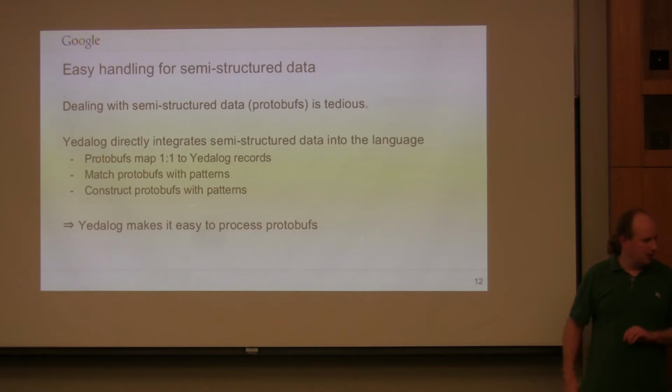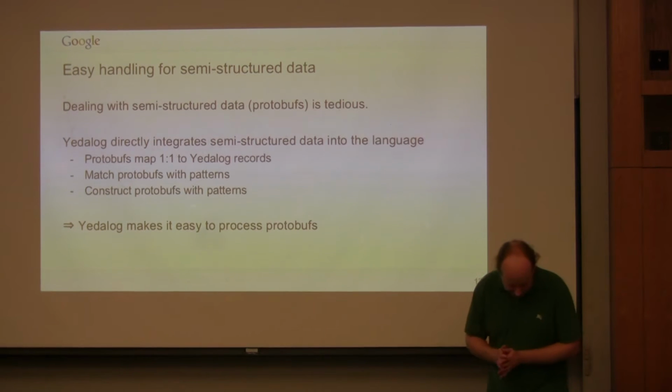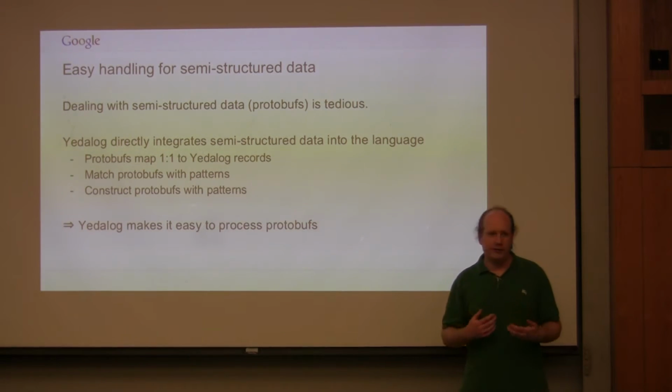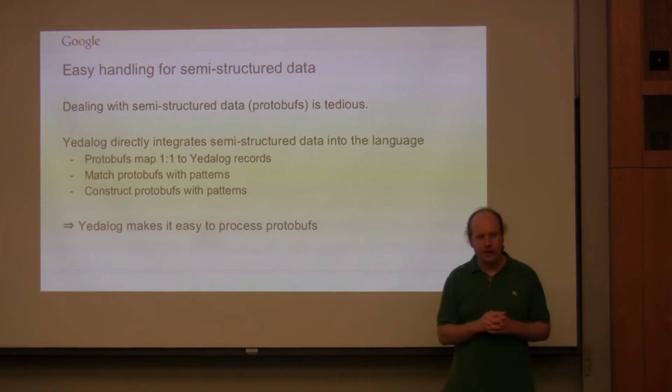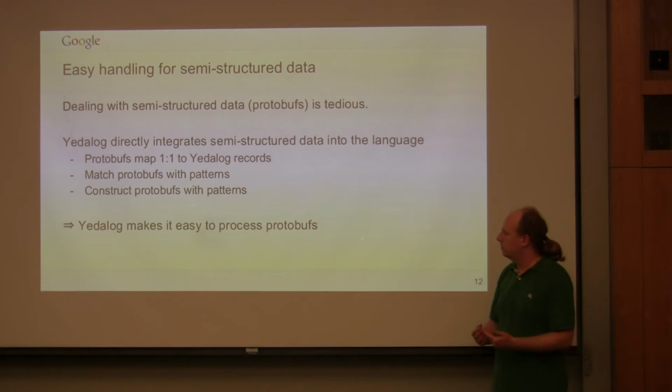So how do we do this? Google has an internal representation of semi-structured data called protobufs. Our data abstraction is exactly the same as this representation of semi-structured data. As a result, we have a one-to-one mapping, which makes it trivial to do this process.